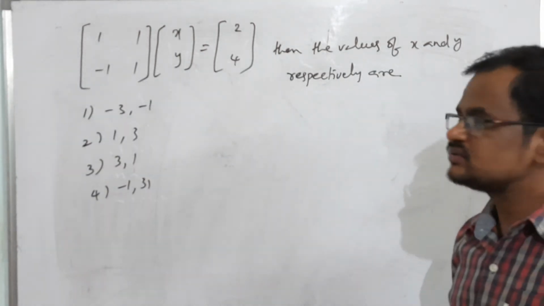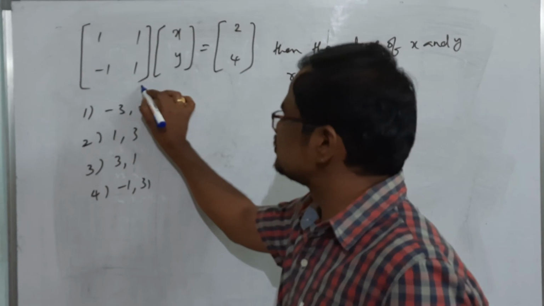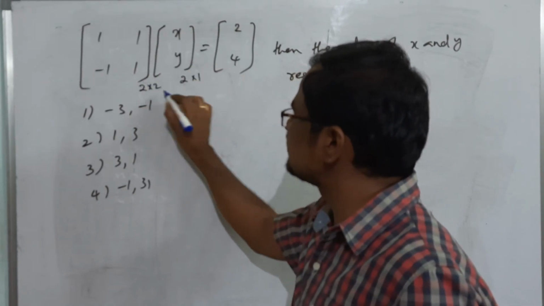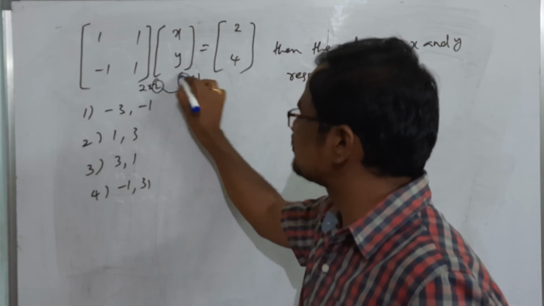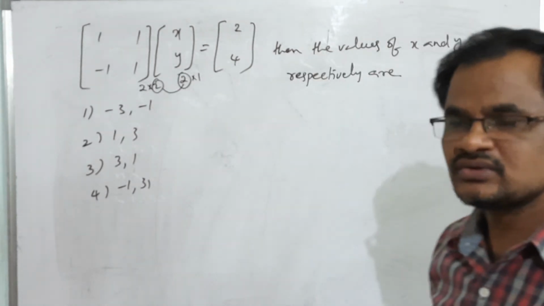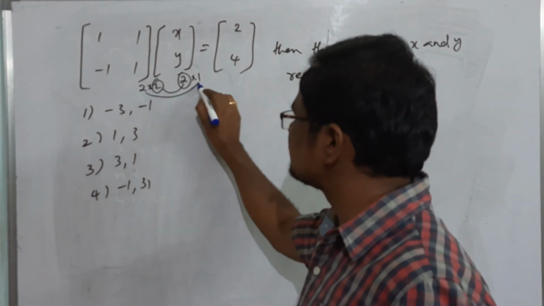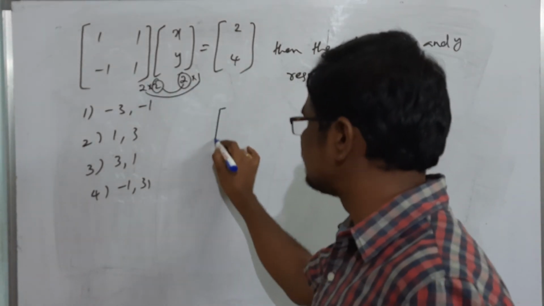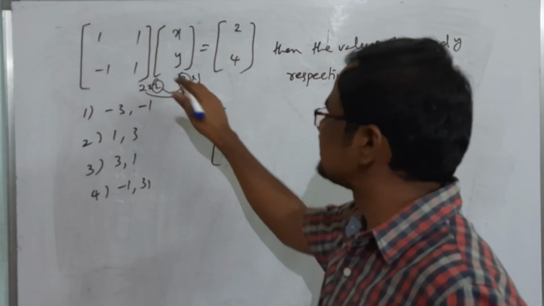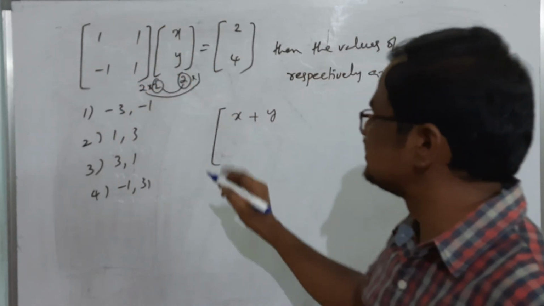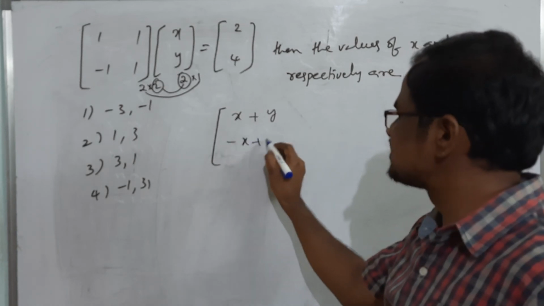So what we have to do? Just we have to multiply these two. This is order 2 by 2, this is 2 by 1. So number of columns of the first matrix equal to number of rows of the second matrix, so matrix multiplication is possible. And what is the order of the resultant matrix? 2 rows, 1 column. If you multiply first row with first column, x plus y you will get. Second row with this column, minus x plus y you will get.